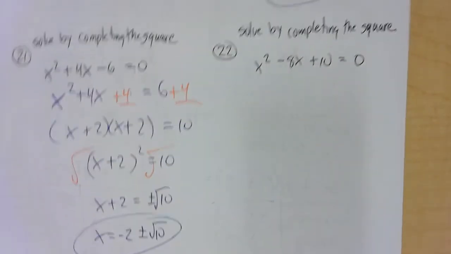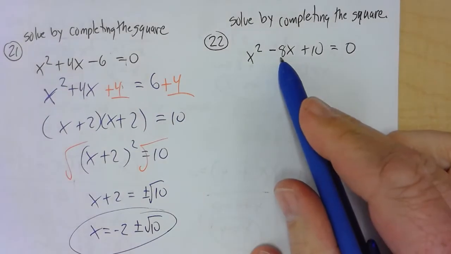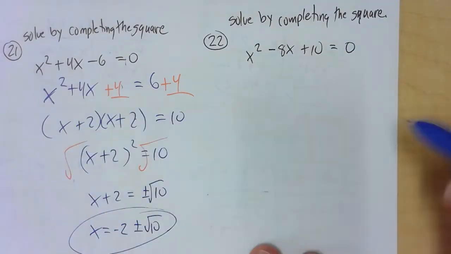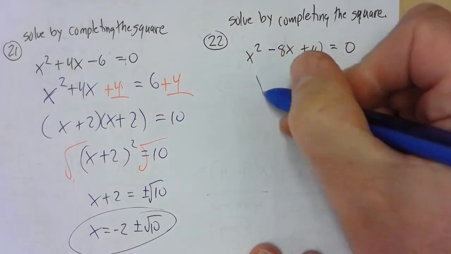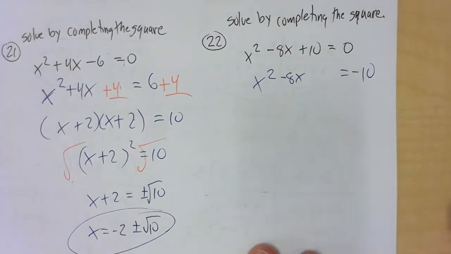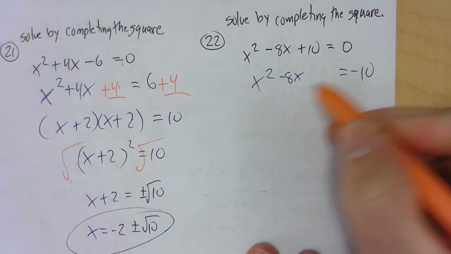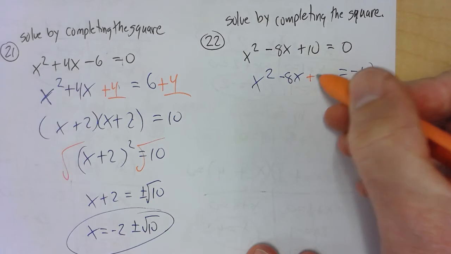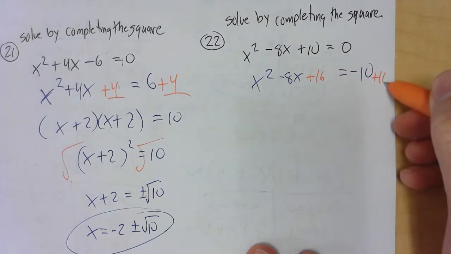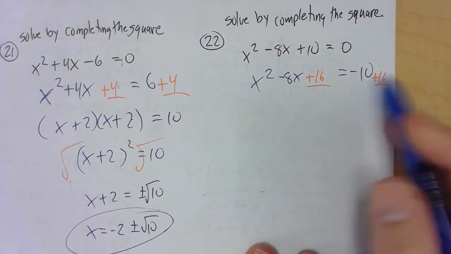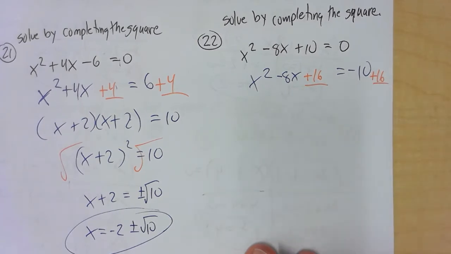Same procedure over here, except there's a negative there, so the factoring is going to be negative, negative instead of positive, positive. So we're going to subtract the 10 over: x squared minus 8x equals negative 10. I have to create this blank space here. What do I fill it with? Half the middle term squared would be plus 16, so I add 16 to each side. I'm filling those two spots with the same number, because if you add to one side, you've got to add to the other side of the equation.